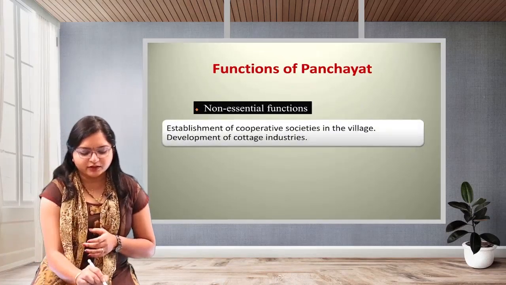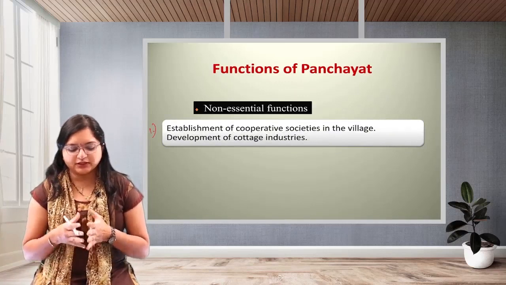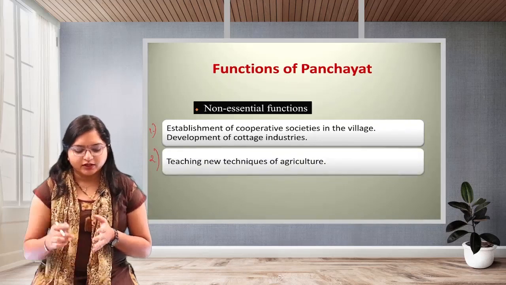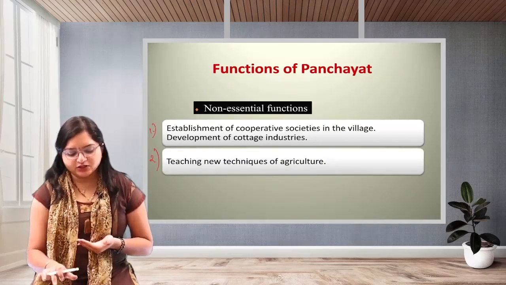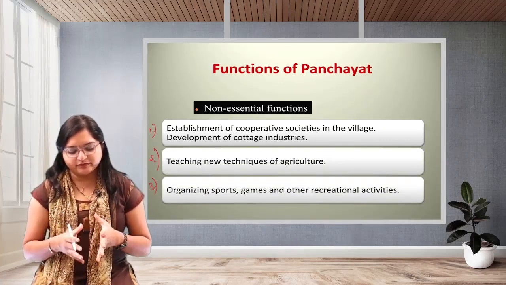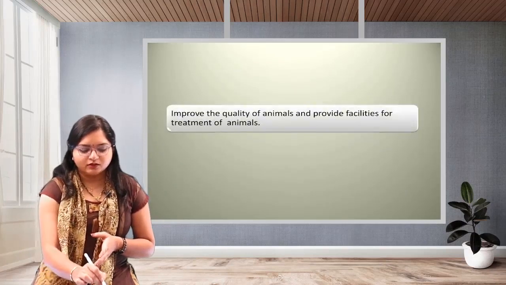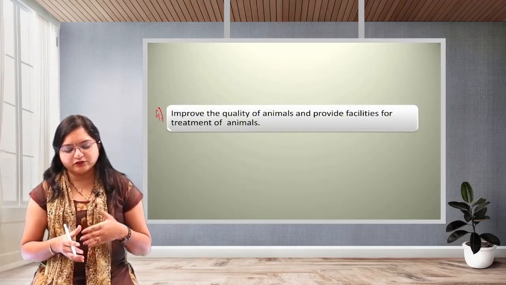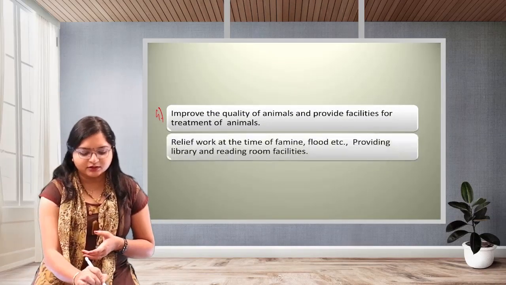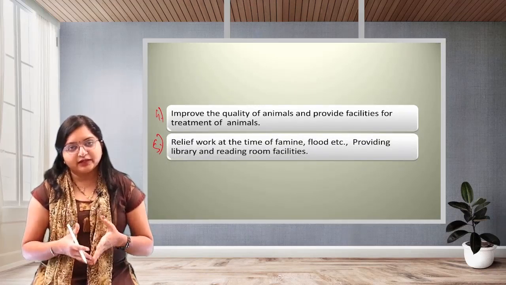In that, the first one is establishment of cooperative societies in the village, development of cottage industries, teaching new techniques of agriculture. And third, organizing sports, games and other recreational activities. Fourth, improve the quality of animals and provide facilities for treatment of animals. Fifth, relief work at the time of famine, flood, etc.